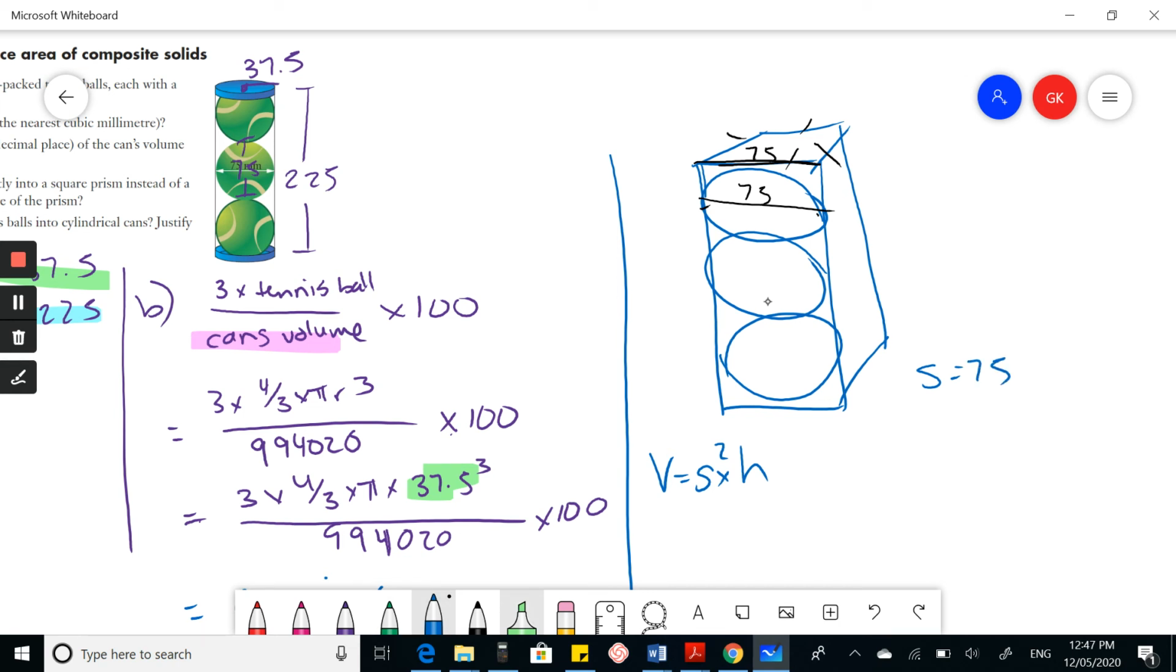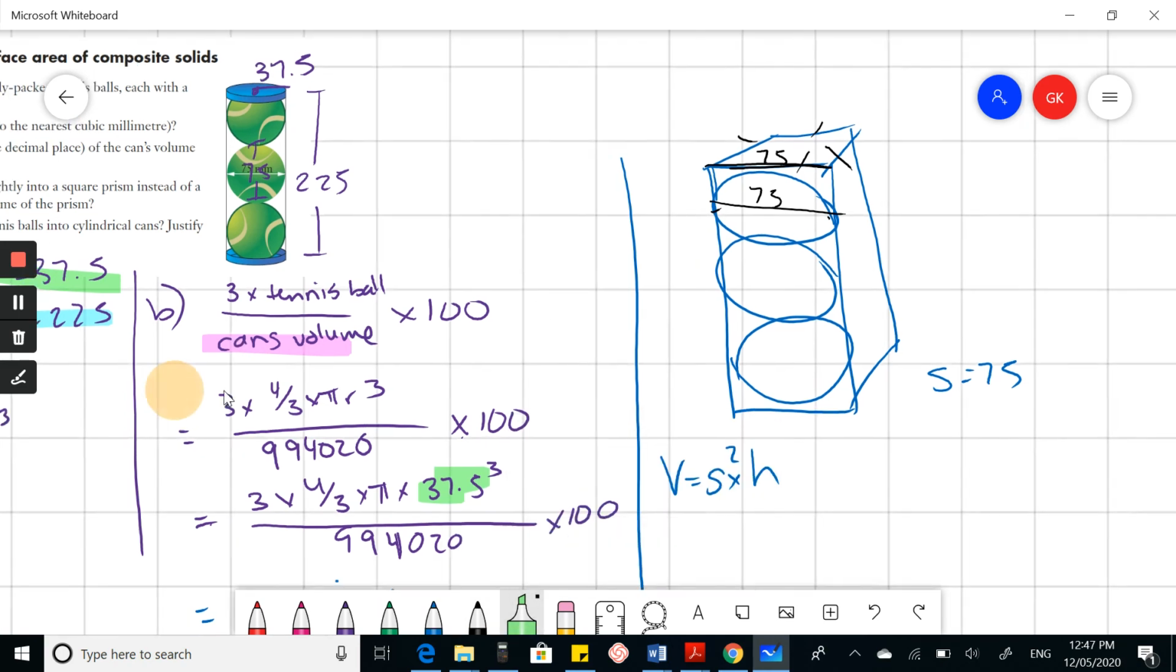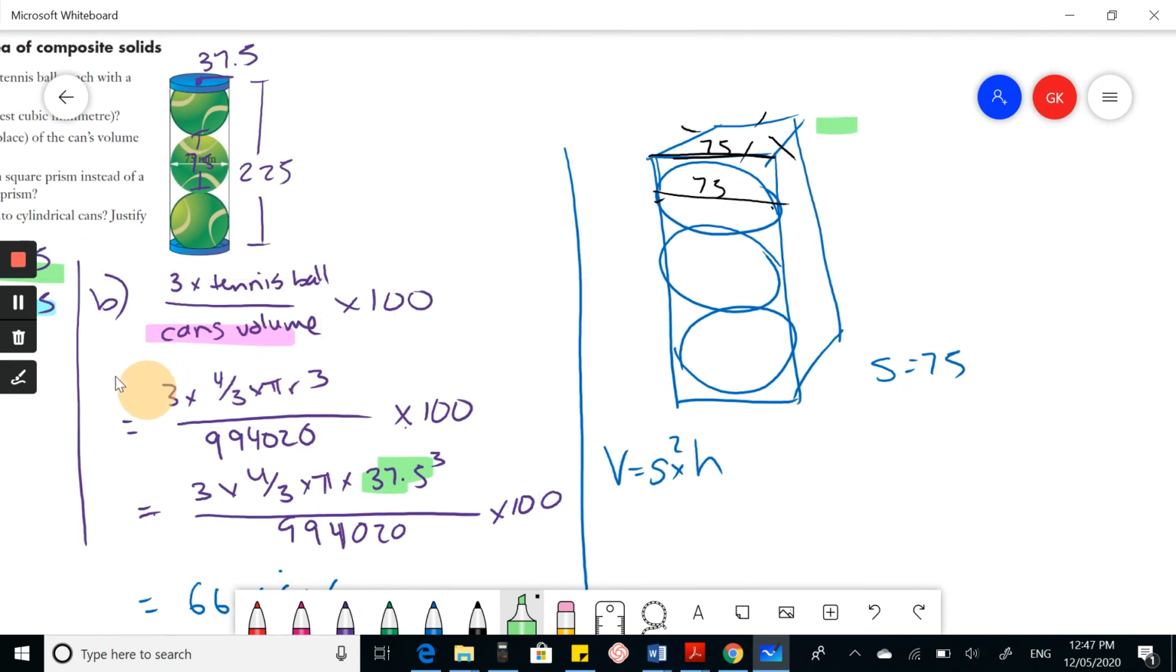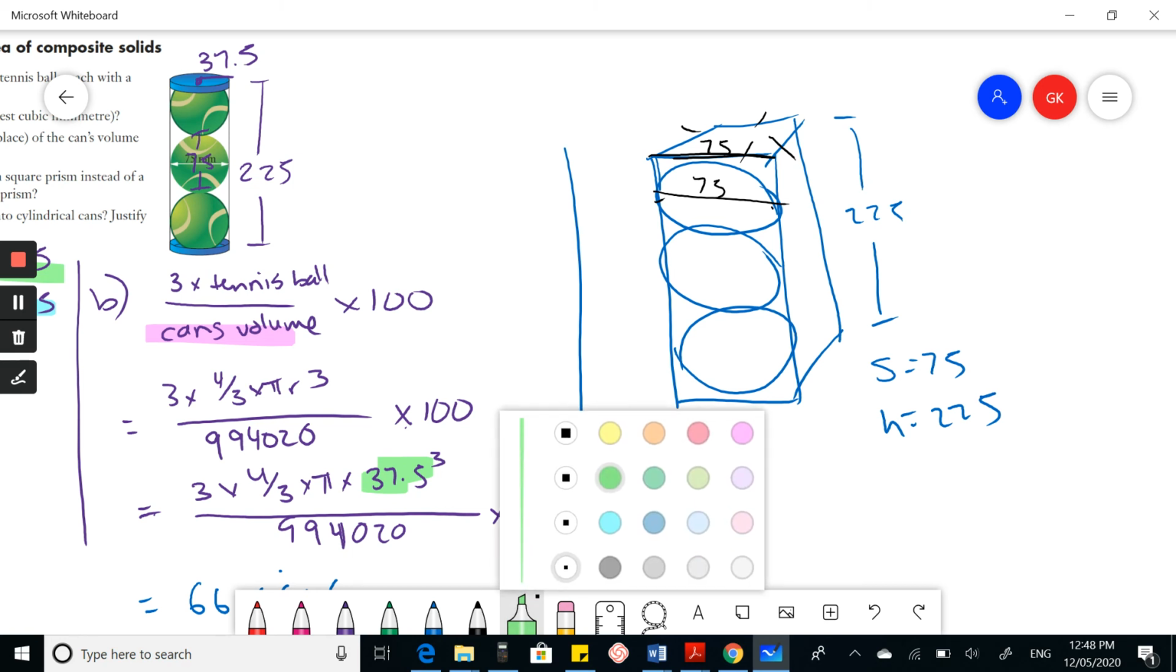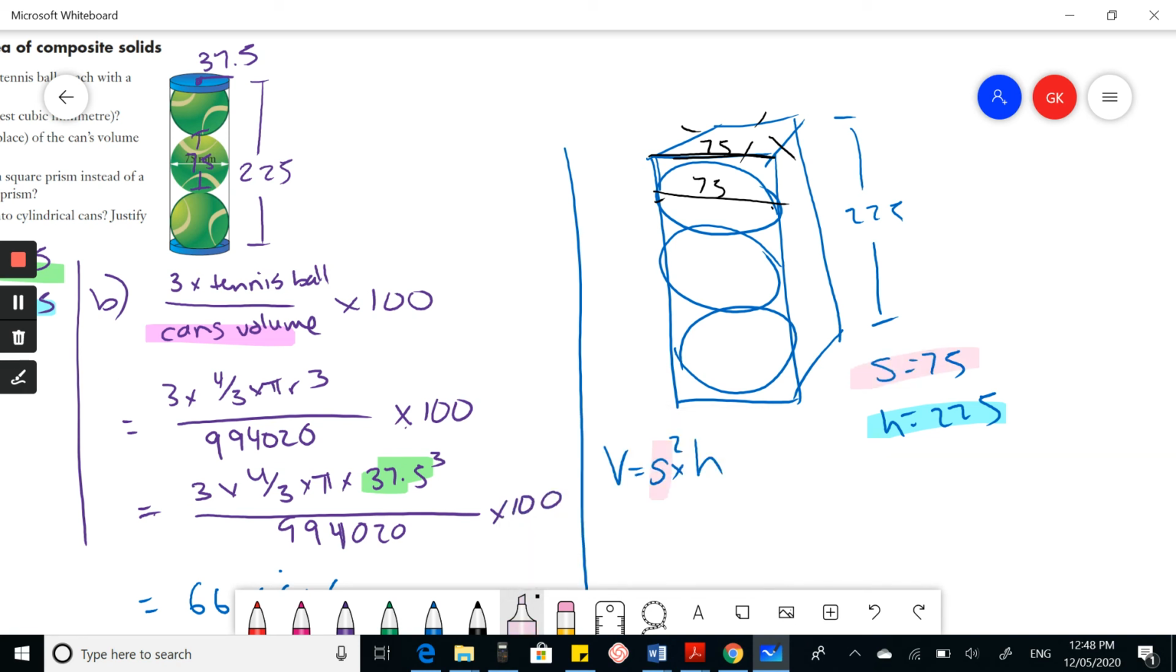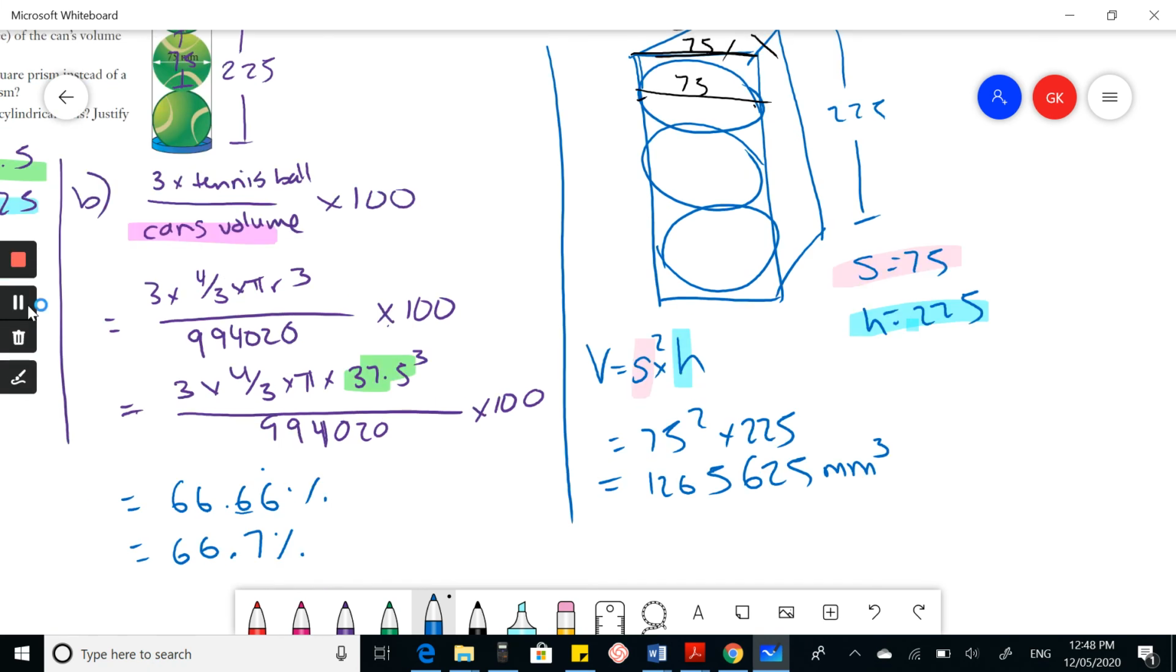And just like before, my height is in blue. If I move over this way, okay, the height is not going to change. It's still going to be 225. So h equals 225. That was in blue, so we'll leave it in blue. And let's choose a different color. My side is 75. So all I need to do is substitute those values, and I've got the volume of my square prism. 75 squared times 225. Chuck that into the calculator. So that is the volume of my square prism.